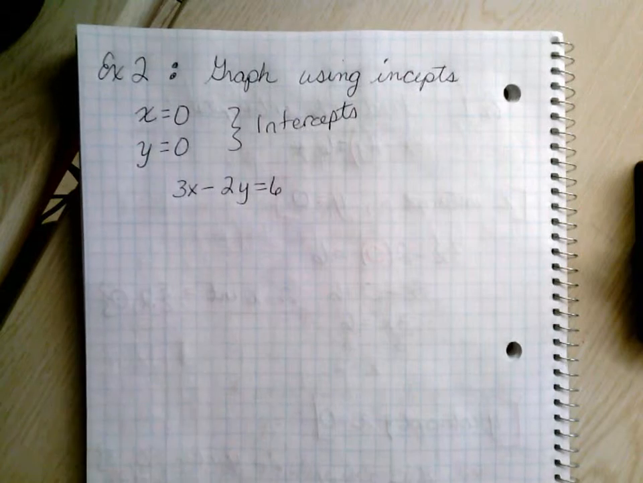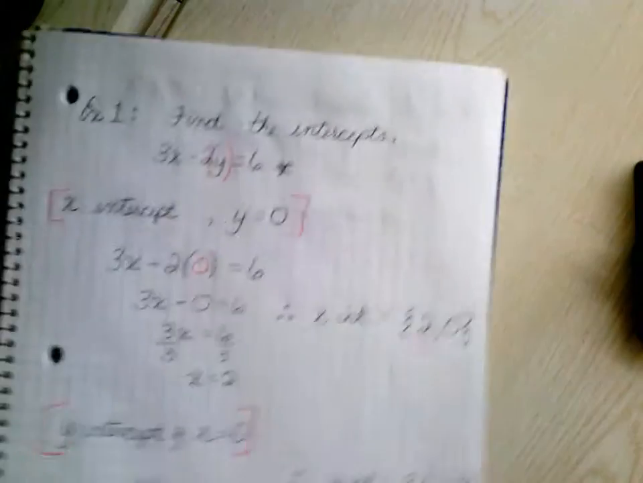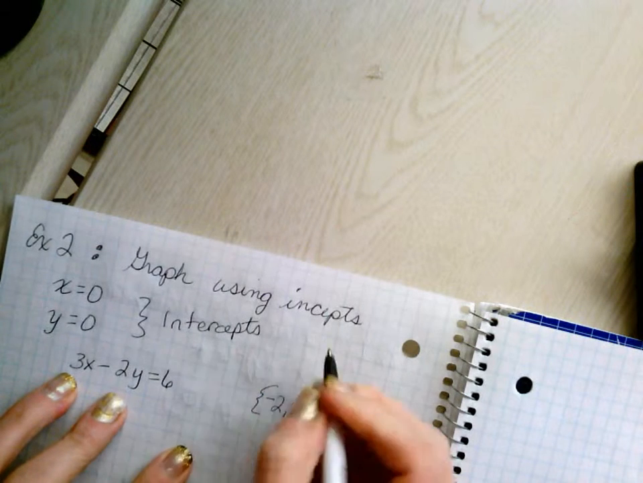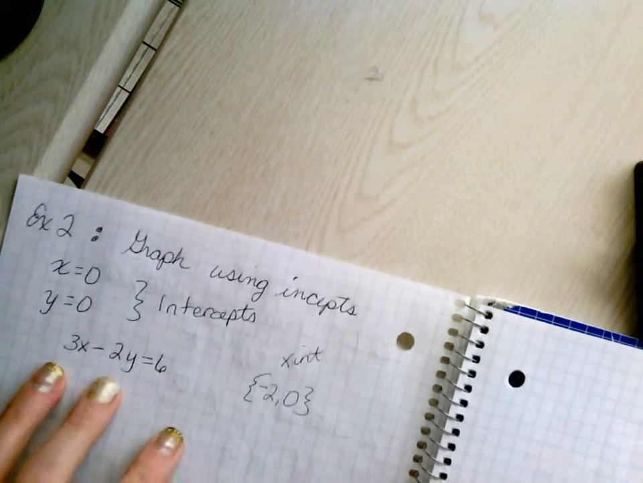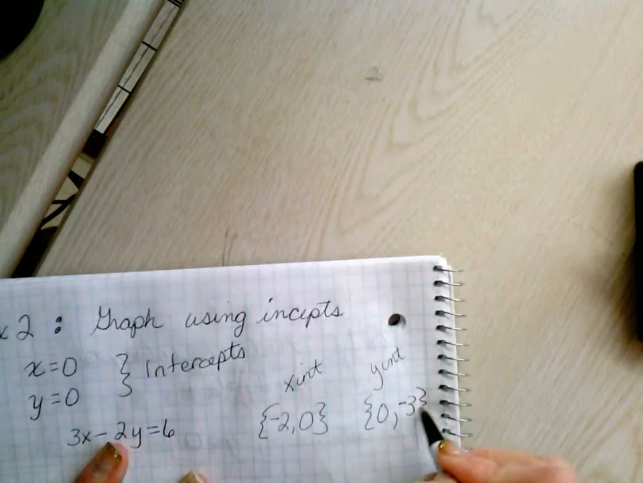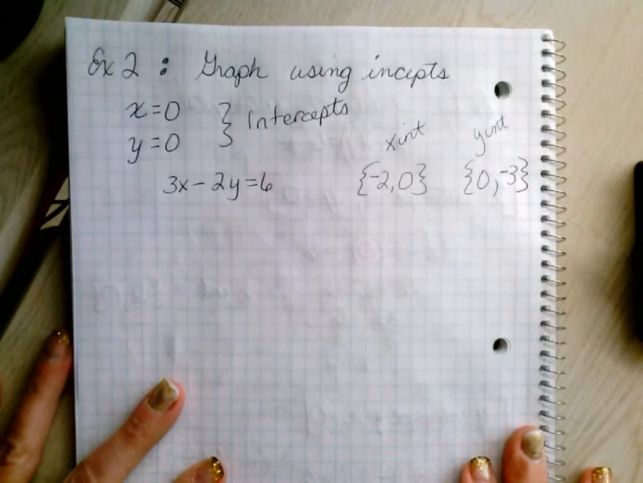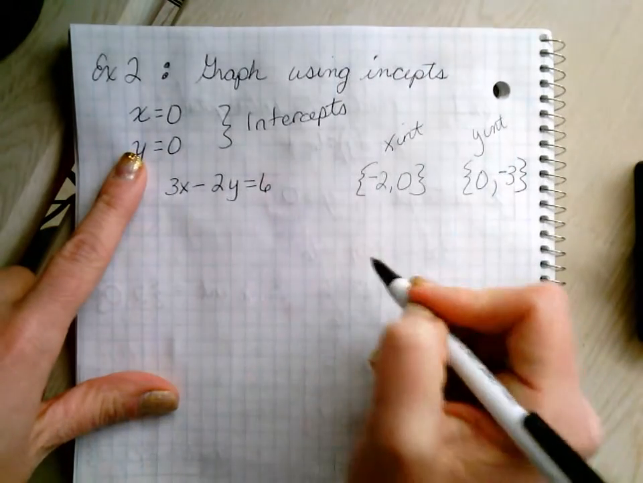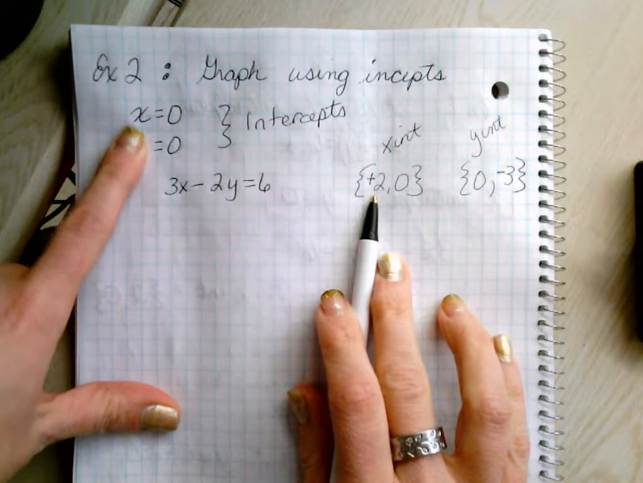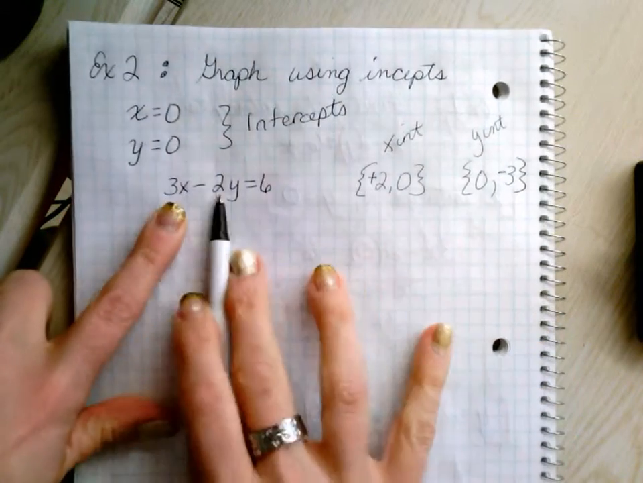We already found that the intercept point for x is 2, 0. I'm just going to rewrite that real quick. 2, 0. This was the x-intercept. And the y-intercept was 0, negative 3. Okay, guys, I'm just kind of continuing where we were on the previous page. I found out that when y is 0, x is 2, and I found out when x is 0, y is negative 3 by plugging in.